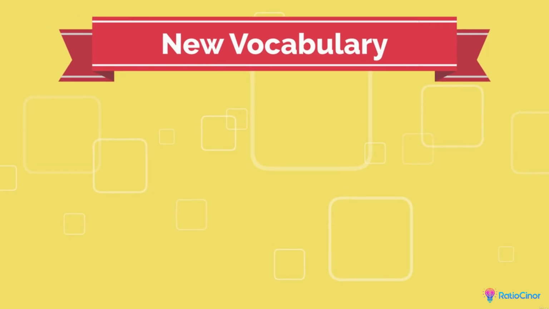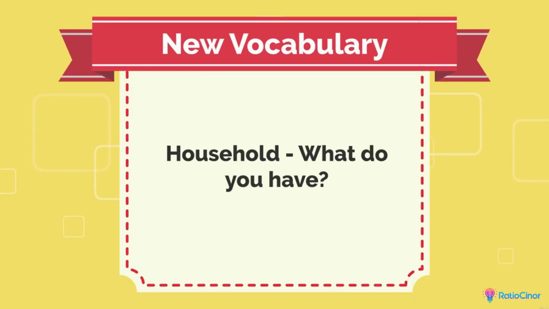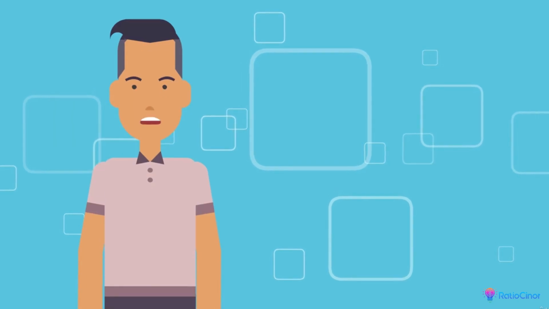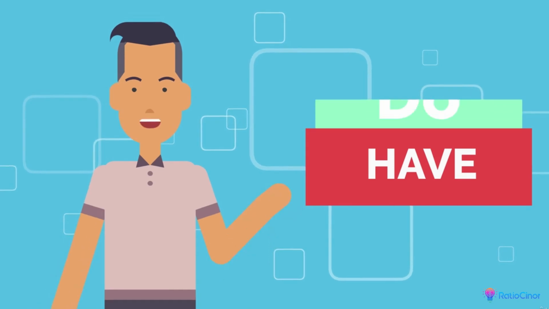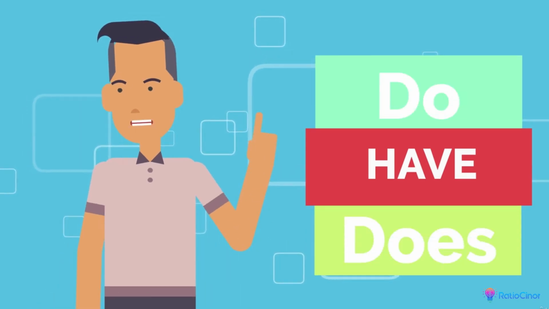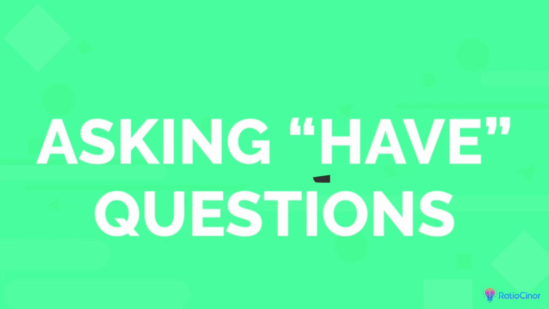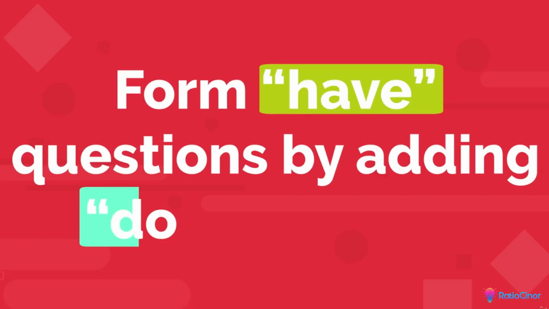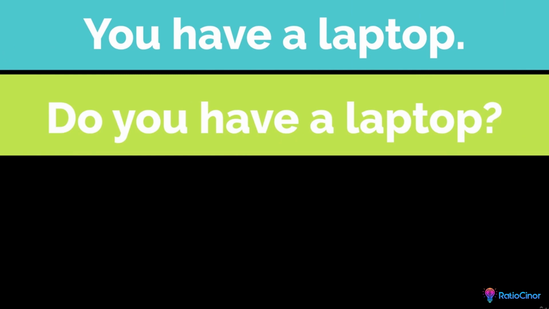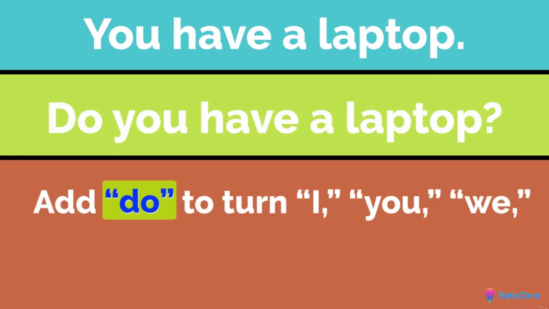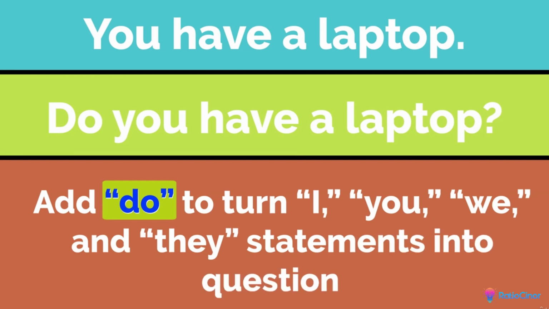New vocabulary. Household. What do you have? Use questions with have to ask someone about the things they own. Do or does are used to form the question. Asking have questions: form have questions by adding do or does. You have a laptop. Do you have a laptop? Add do to turn I, you, we, and they statements into questions.